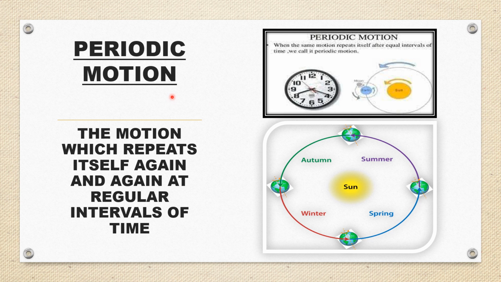Now, what is periodic motion? The next topic that we are going to discuss today is periodic motion. Now, what is a periodic motion? It says in the definition, the motion which repeats itself again and again at regular intervals of time is known as a periodic motion. Now, let's look at the figures over here. This wall clock over here moves and completes one circle, and then it repeats itself.